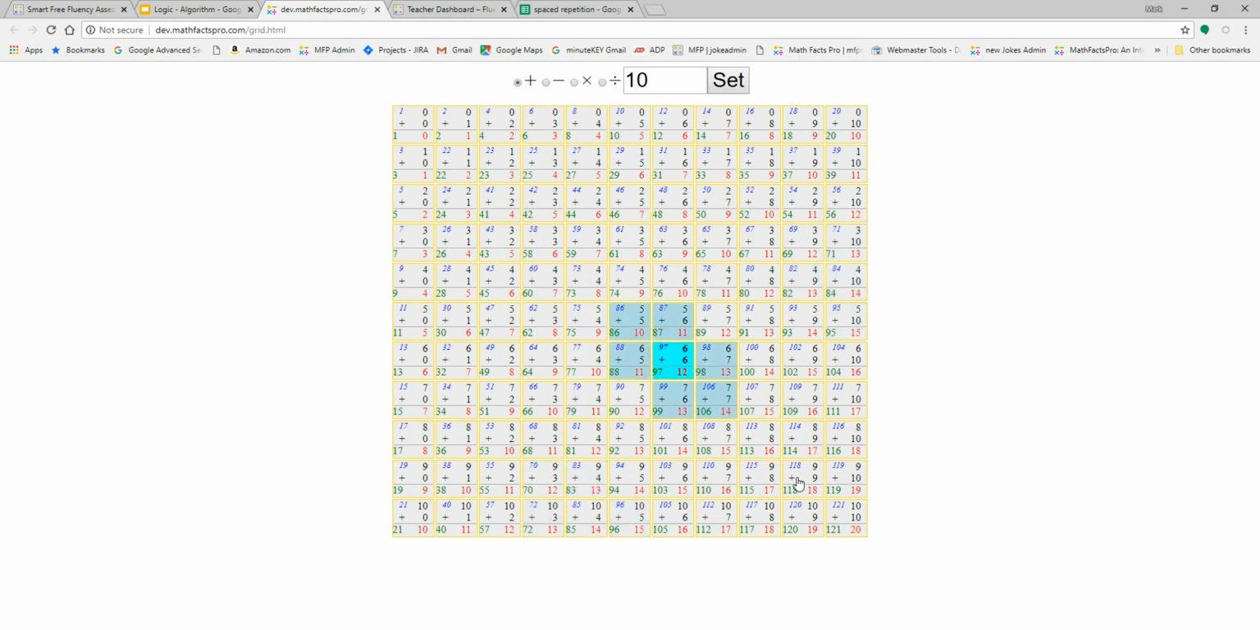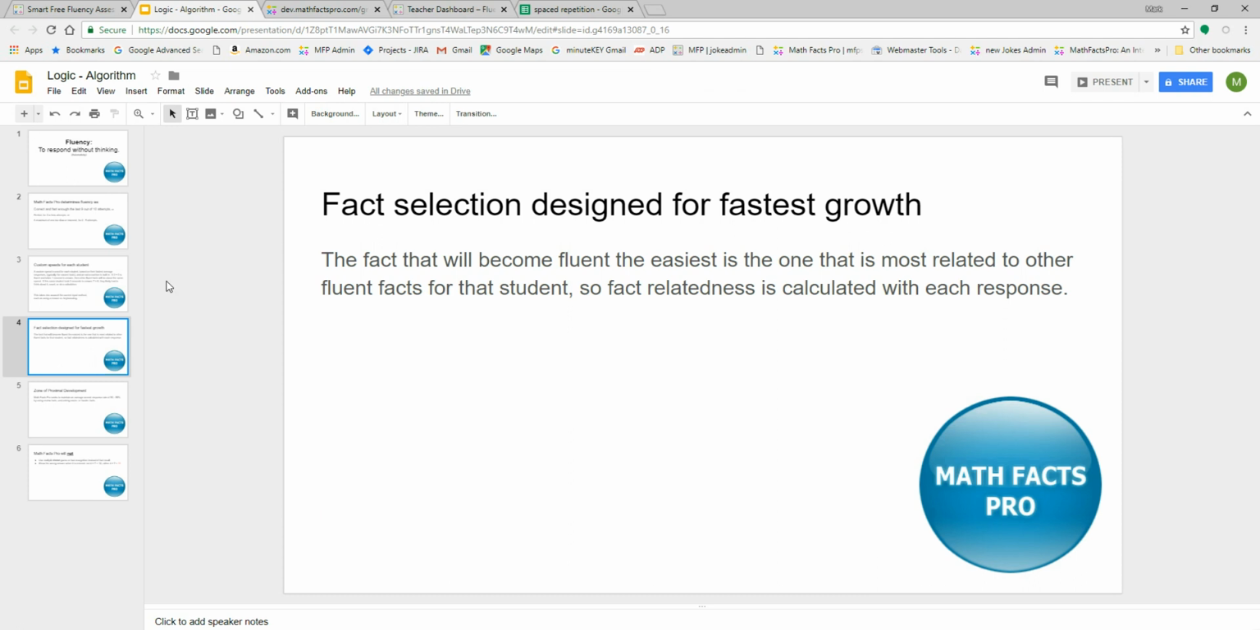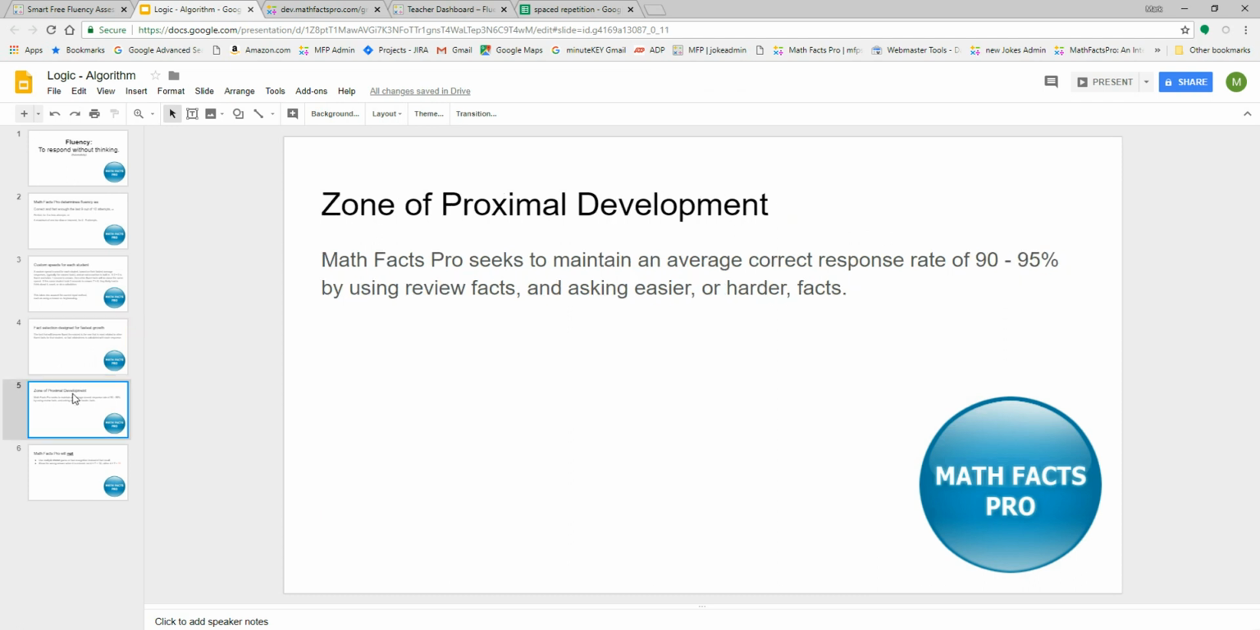Soon we'll be moving to a fact family focus while retaining the option of the traditional approach. However, if too many hard facts are selected, the student will be frustrated. So review facts are mixed in to produce an average correct response rate of at least 90%. And to keep it from getting too easy, harder facts are introduced when the average correct response rate is above 95%. This way, the student stays in the zone of proximal development.